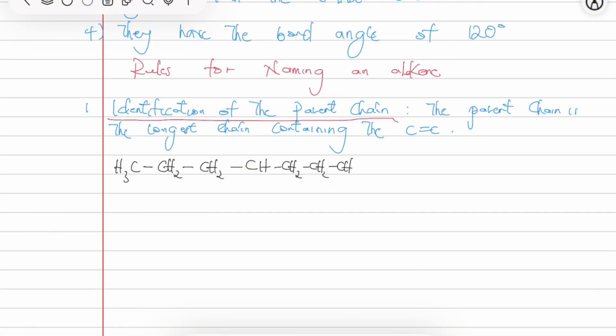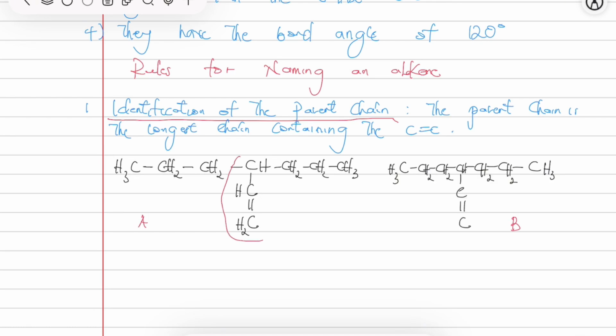We are going to use these two compounds, compound A and B, to illustrate how to identify the parent chain. In compound A, the parent chain is the longest carbon chain which contains a double bond, but in compound B, the parent chain is the longest carbon chain which does not contain the double bond. Because the parent chain in B doesn't contain the double bond, B is not the right way to determine the parent chain, and A is the correct parent chain.